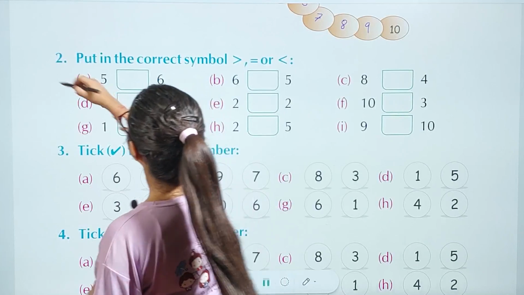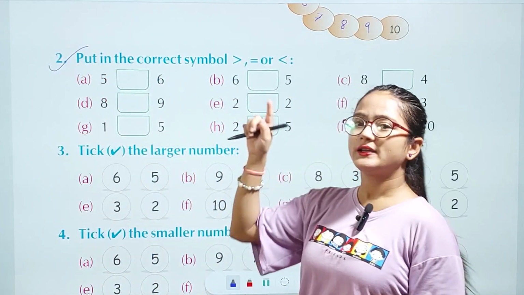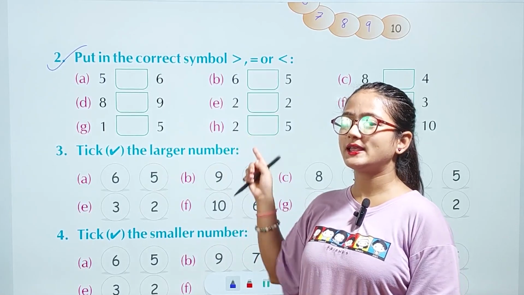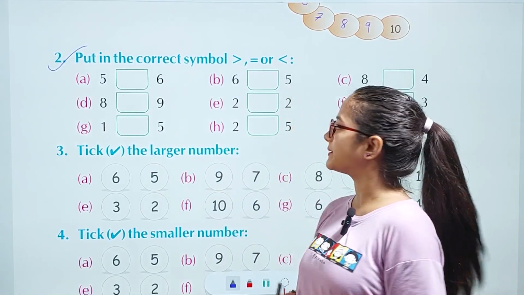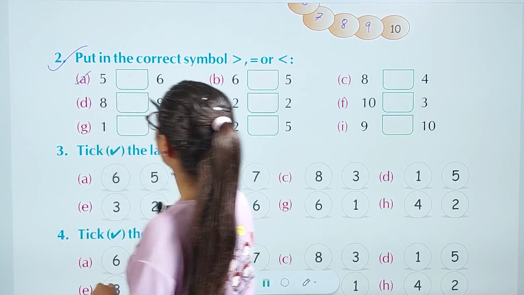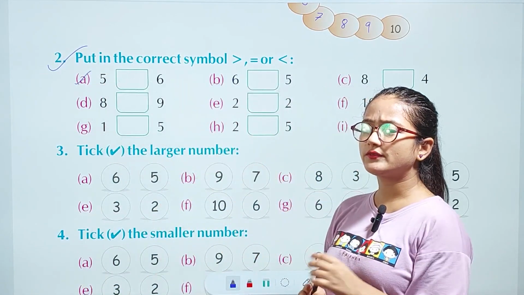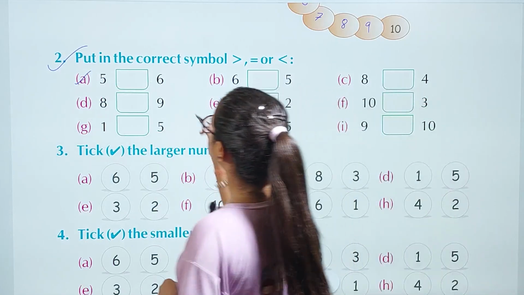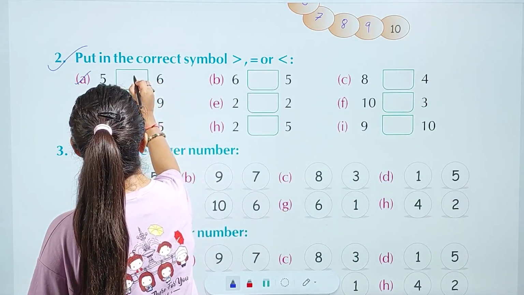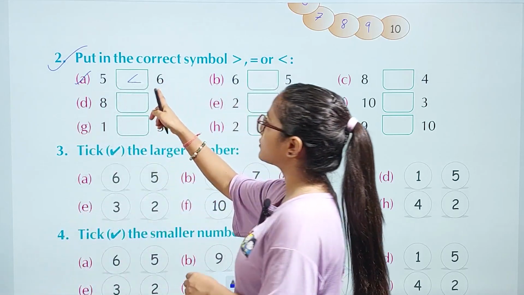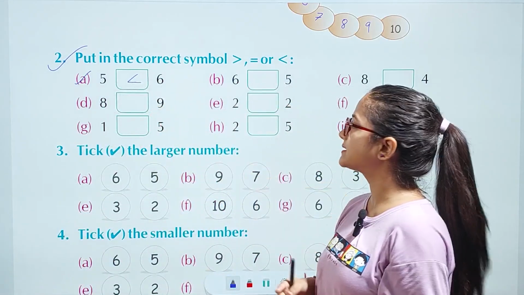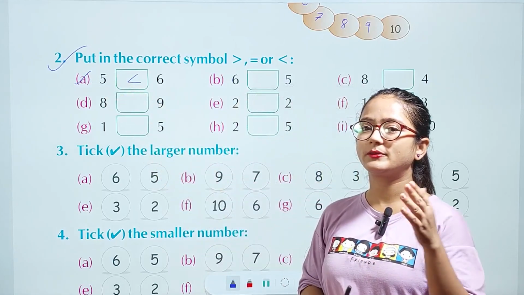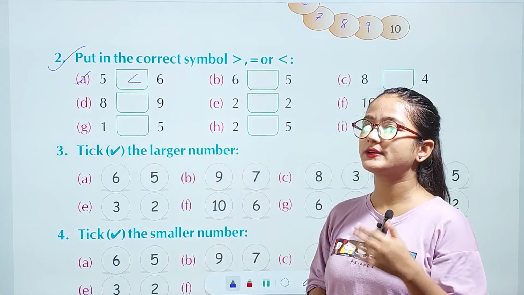Now the next question is, put in the correct symbol, greater than, less than or equal to. Okay, so the first one is given 5, then a box, then 6. So which number is greater? Number 6 is greater. So you have to draw the crocodile mouth. This is also known as the crocodile mouth. So the crocodile mouth is open towards the number 6 and its corner point is towards the number 5. That means number 5 is less than number 6. Number 6 is greater than number 5.